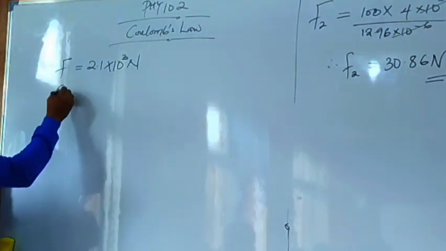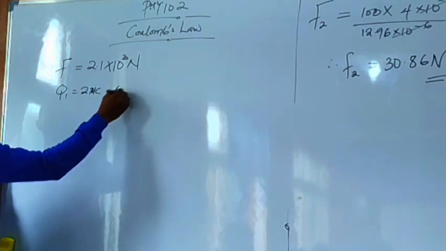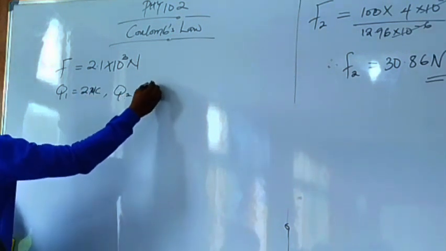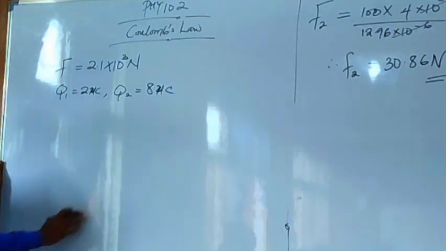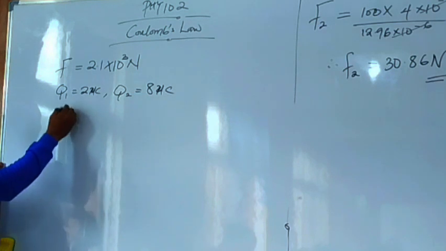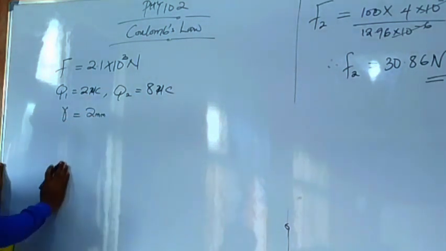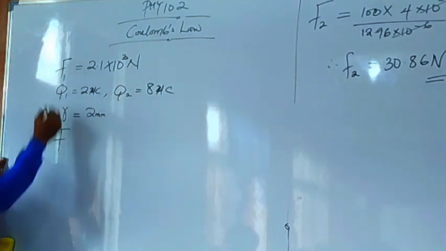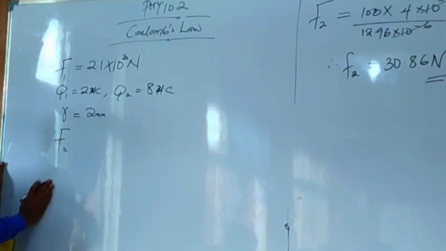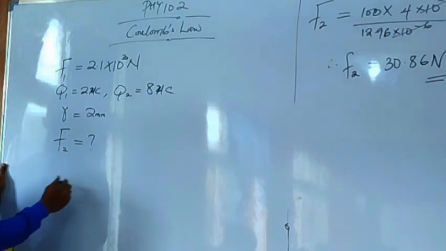What's the first one? 2 microcoulomb. And 8 microcoulomb. What's our second charge? 8 microcoulomb, separated by 2 millimeter apart. The distance apart is what? 2 millimeter. Calculate the value of the force acting on 2 other charges. So this is my F1, right? We are looking for what? F2, acting on 2 other charges, which are 5 and 7 microcoulomb.